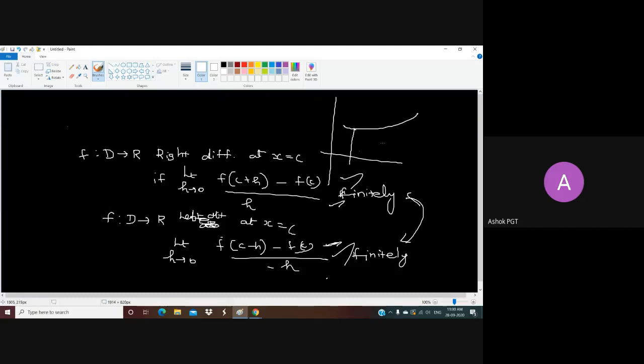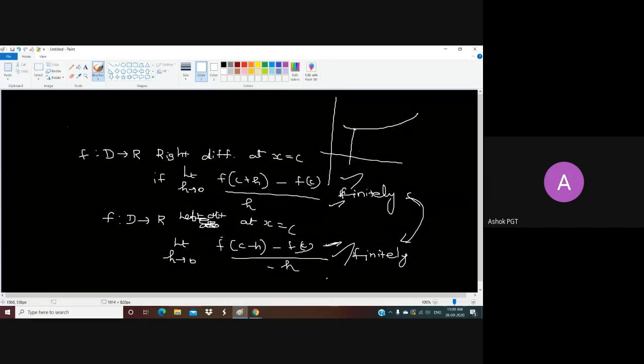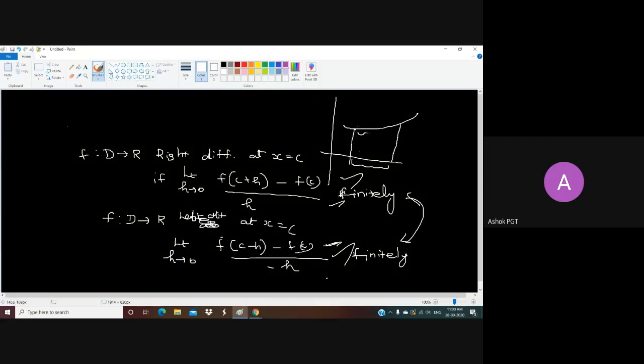We need to check the continuity in an interval. That means in this interval we are going to check the continuity. Let us say this point is a and this point is b. So we shall now discuss the differentiability of a function in an interval. Differentiability of a function on an open interval means the endpoints are not included, a and b are not included.